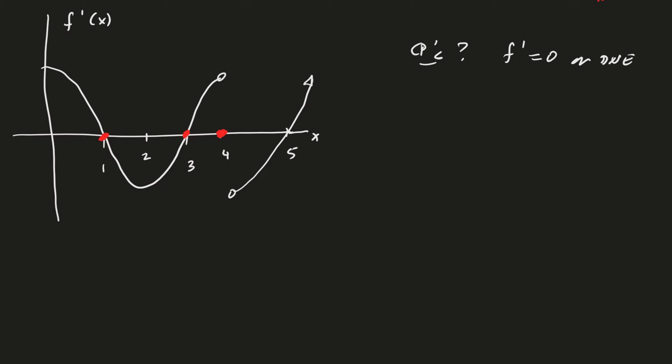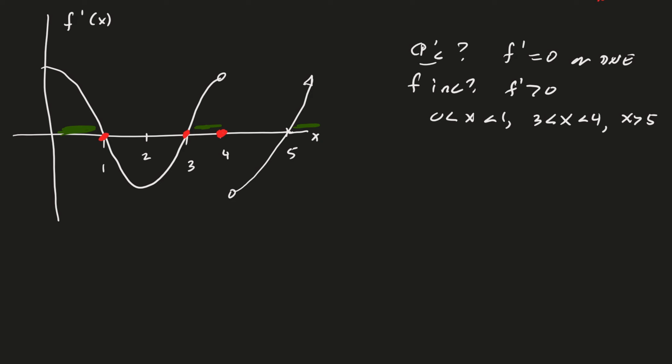Good. All right. So where does f increase? F increases where f prime is greater than 0, right? And so could you see those regions? Here I'll draw those in green. From 0 to 1, and then from 3 to 4, and then from 5 on. So we have 3 regions. X is between 0 and 1, X is between 3 and 4, and then X is bigger than 5.